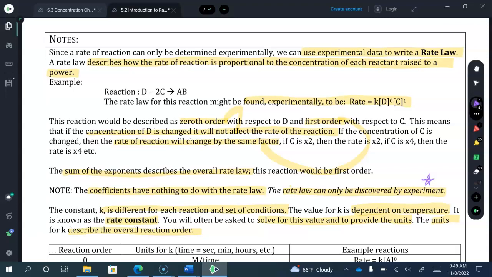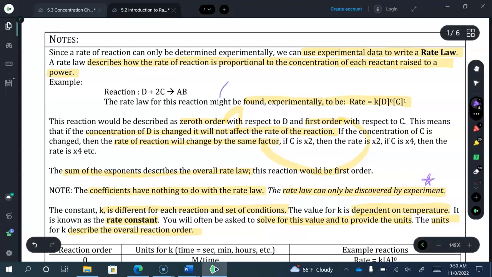So, since a rate of reaction can only be determined experimentally, we can use experimental data to write a rate law. A rate law describes how the rate of reaction is proportional to the concentration of each reactant raised to a power. So for example, we have D plus 2C yields AB. The rate law for this might, and that's the big thing, might be found experimentally to be rate is equal to K times the concentration of D to the 0th power times the concentration of C to the first power.